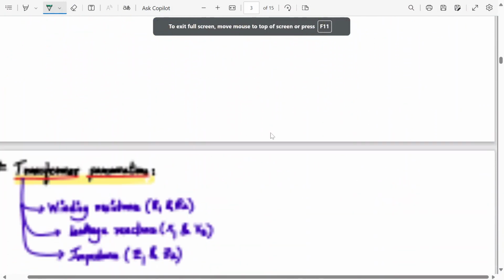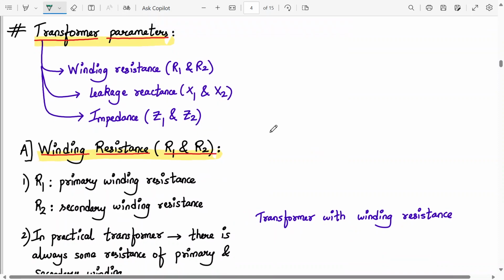So now we go to transformer parameters. Transformer parameters we will be discussing are winding resistance R1 and R2. We have already seen that. Where is the winding resistance? Here.